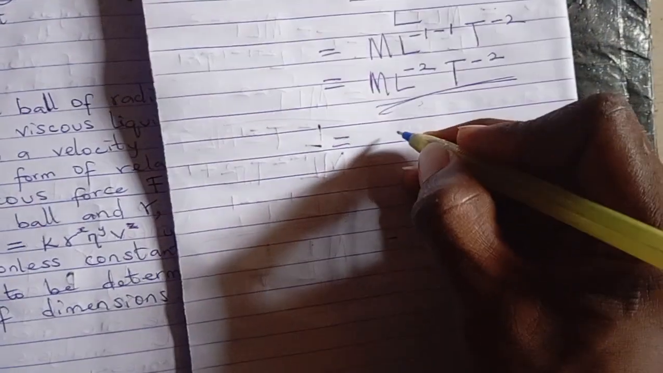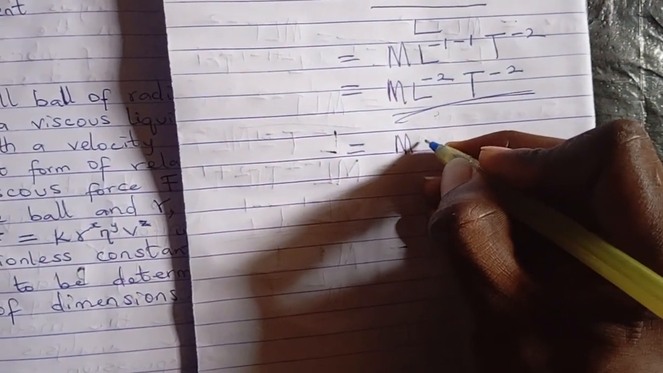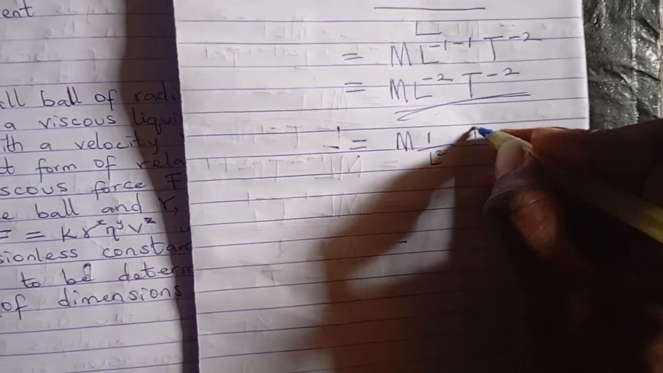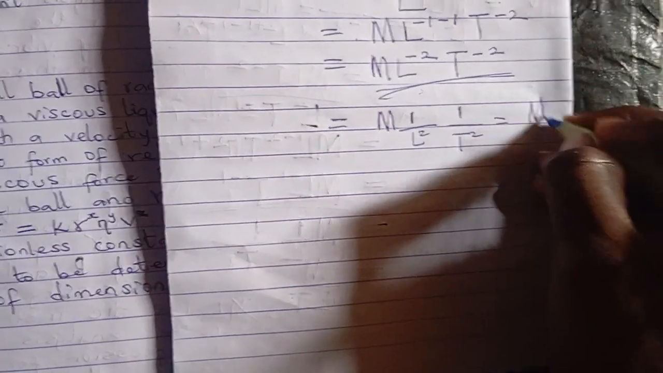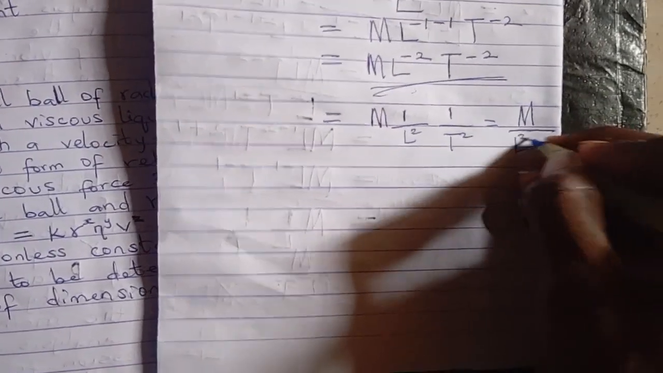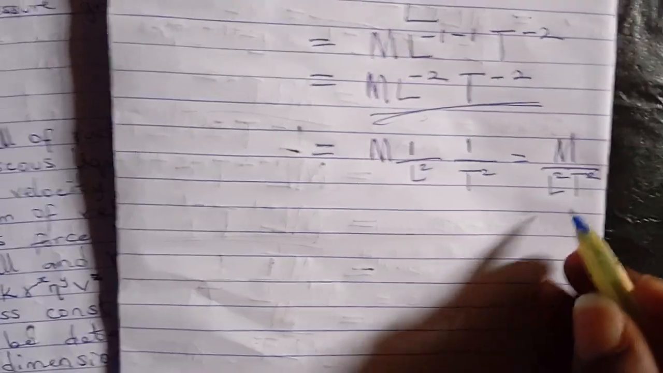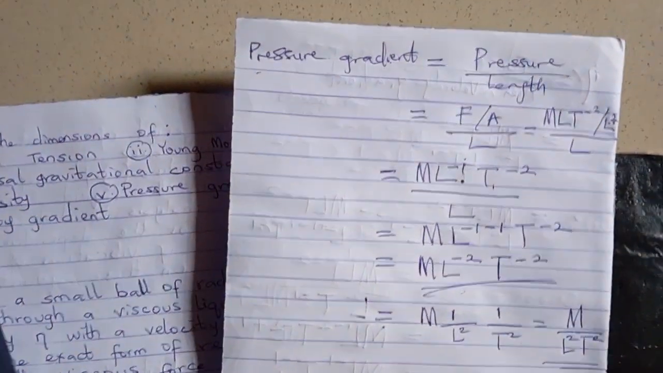But if it's theory, I would advise you still apply your indices law, so that this becomes m, 1 over L2, 1 over T square, which is the same thing as saying m over L square T square. So if it's theory, I leave my answer like this. In objective, this is the same as this. So that is for pressure gradient. Thank you very much.